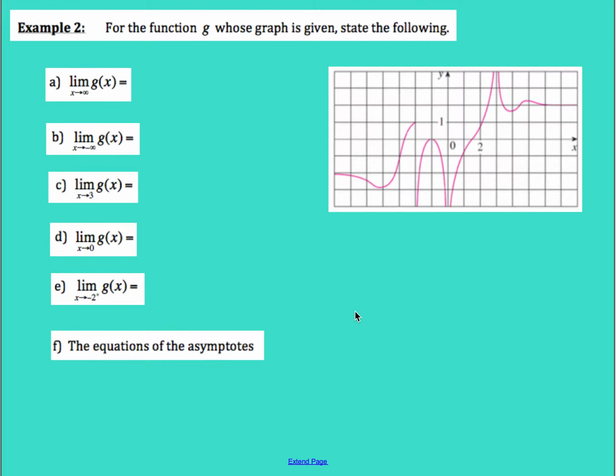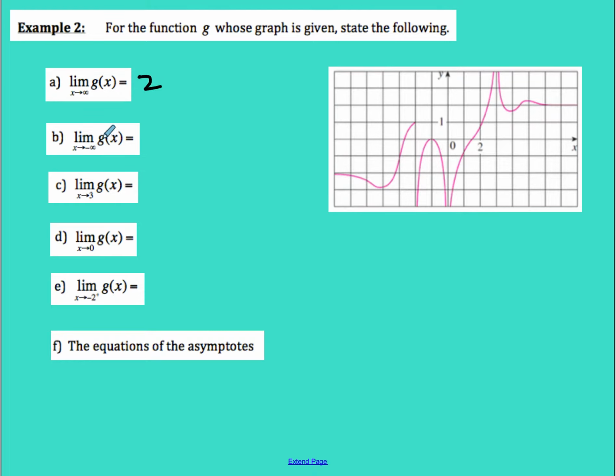All right, example 2. For the function g whose graph is given, state the following. It says the limit as x approaches infinity of g of x. So this is my function g of x, and it's saying as x approaches infinity. So I'm going to go ahead and look all the way to the right. I continue to follow my function until the very, very end and see where it's going. What y value would this be approaching? It appears to be 2. So this one is 2.